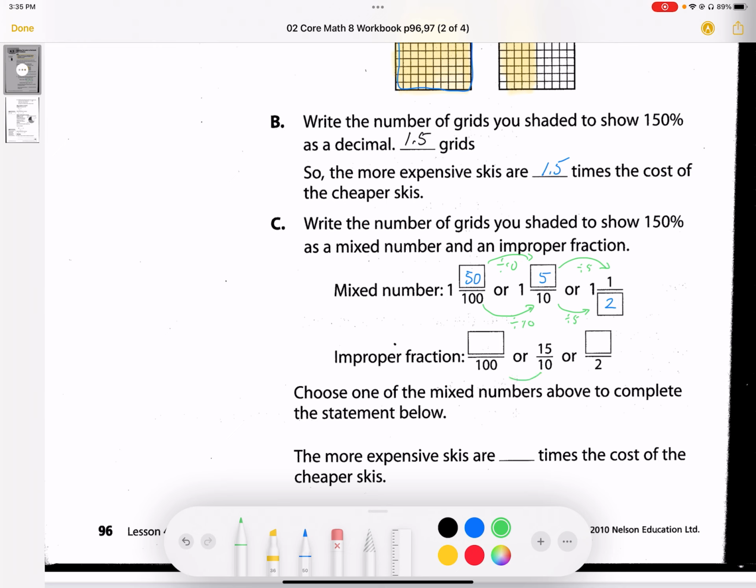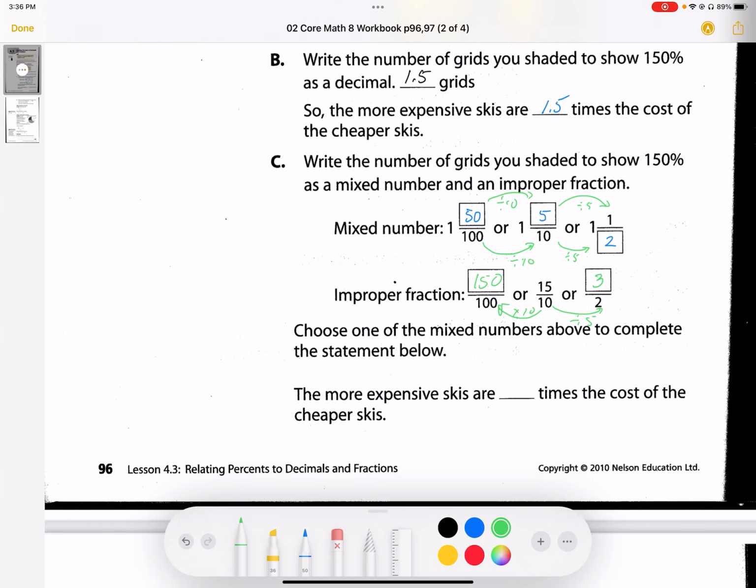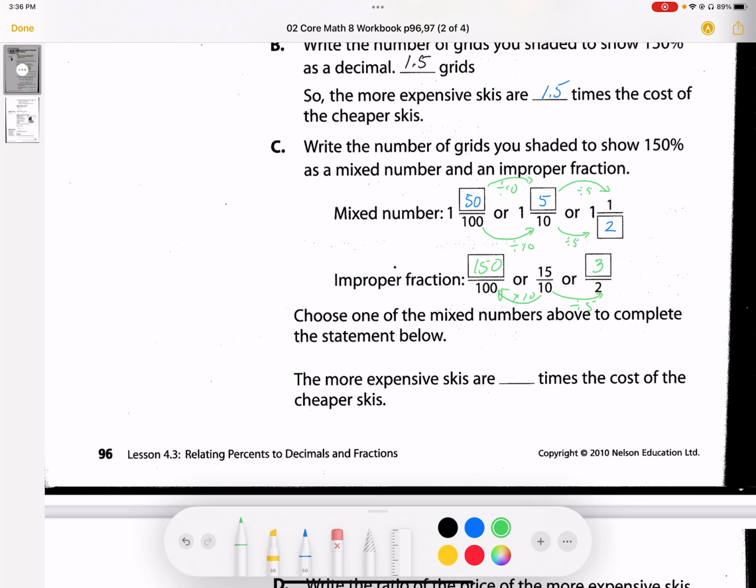And we can find our multipliers. Again, here is going to be times 10. So we're going to times 10 to get 150 here. Here we can divide by 5. So dividing by 5, 15 divided by 5 equals 3. So we have 1.5 times bigger, or 3 over 2 as a proportion. So the more expensive skis are 1.5 times the cost of the cheaper skis, or we could also use a fraction, 3 over 2 times the cost of the cheaper skis.